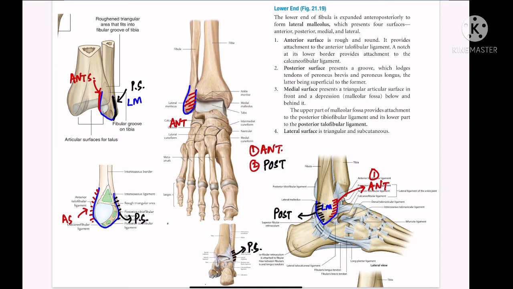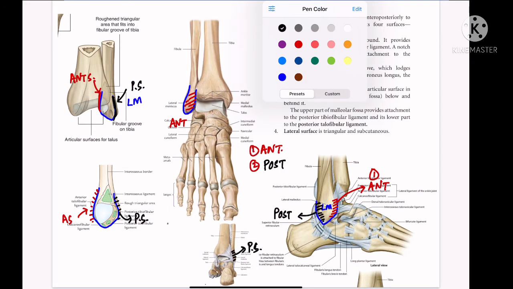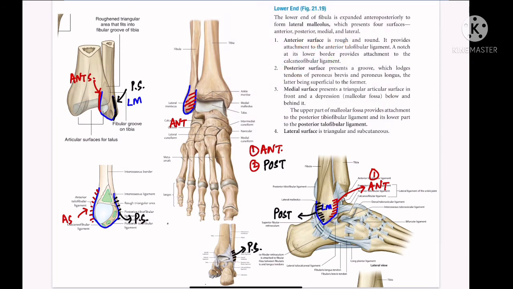The lateral surface, first we go into that. The lateral surface is seen from this lateral view like this. This is the lateral surface. The lateral surface can only be seen from the lateral profile.